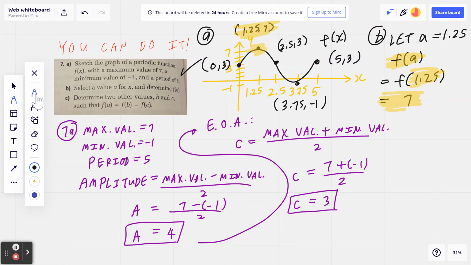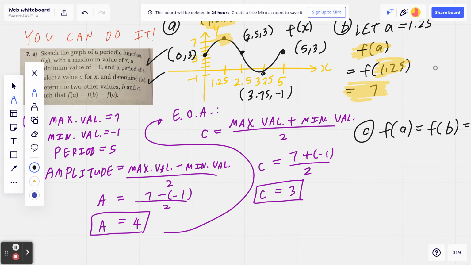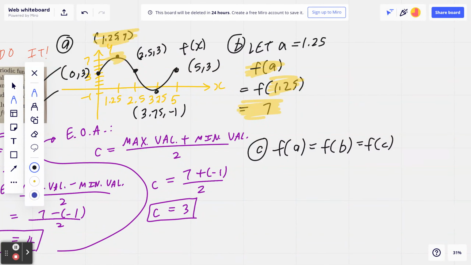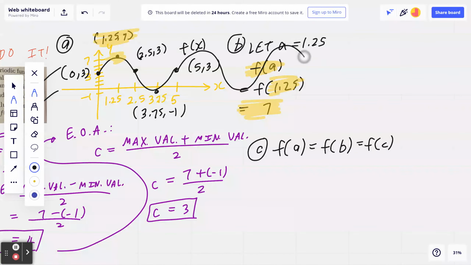All right, we are making progress. And in part C, determine 2 other values B and C such that f of A equals f of B equals f of C. And again, there are infinite many cases. So I need to figure out what is f of A equal to f of B, which equals f of C. So again, determine two other values. And it's not only two other values, there are infinite many values. So if I go back to the graph, look at the way I think about this. I can draw this again and again indefinitely.